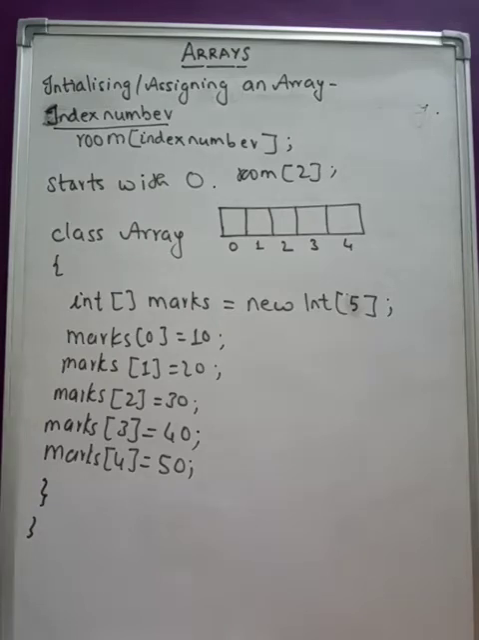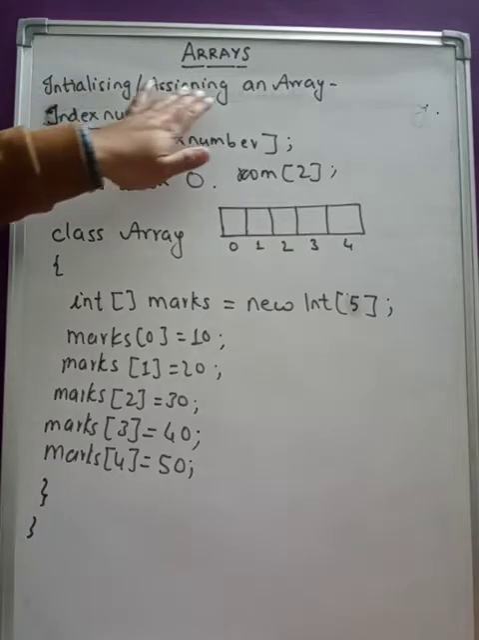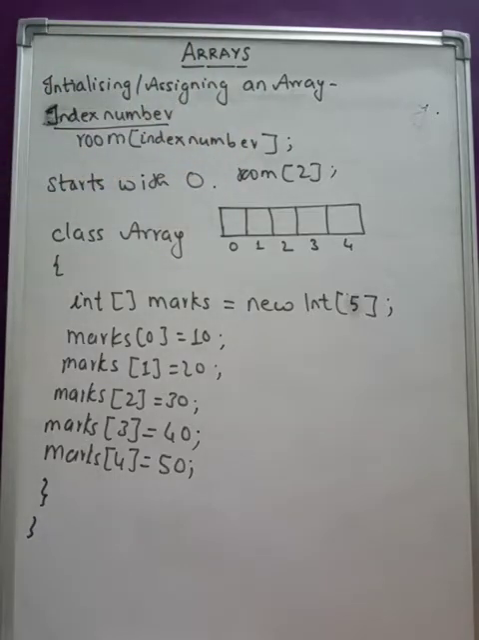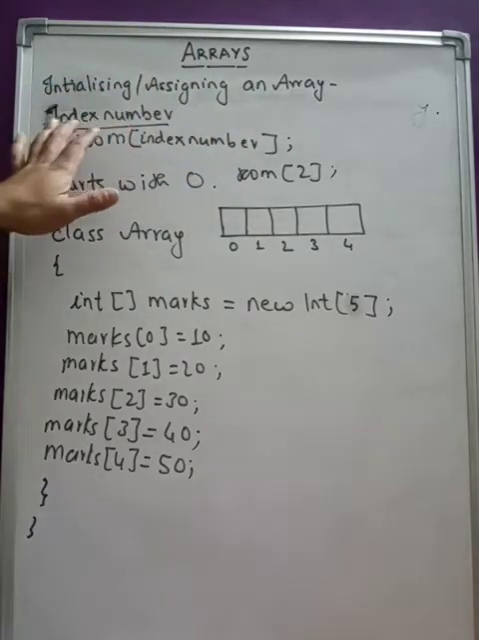So children, in the earlier video I discussed with you how you can declare an array. Now after declaring an array, the next thing is to provide values to the elements of the array. That means storing values in the array. That process is known as initializing or assigning an array. This work is done through the index number.